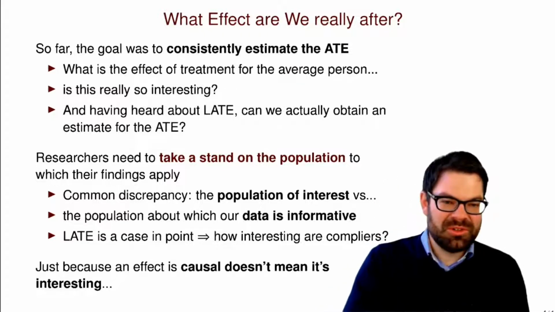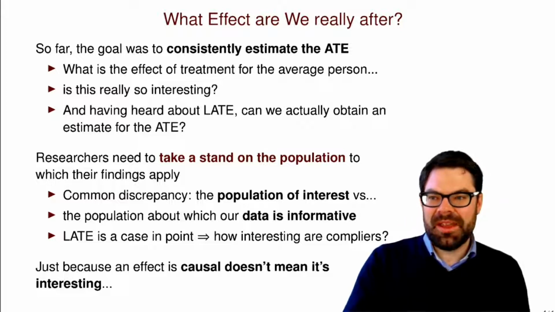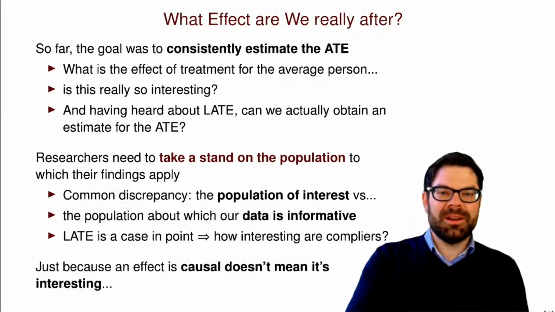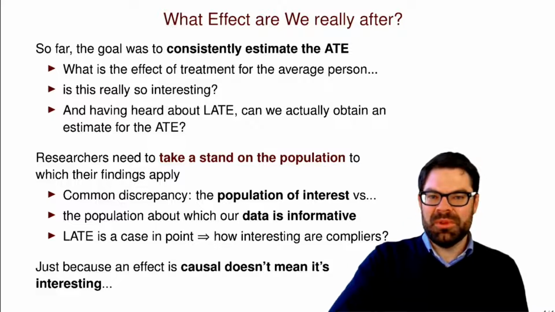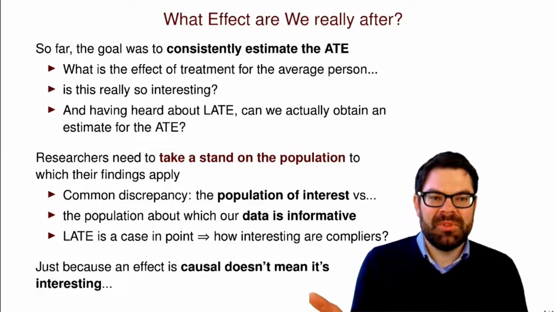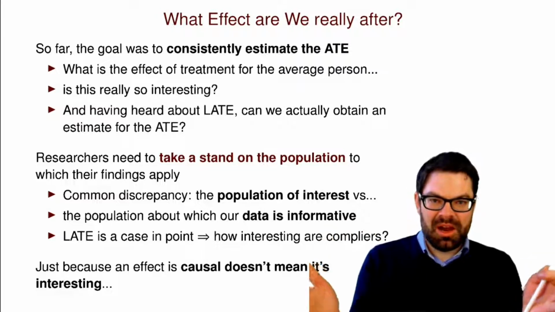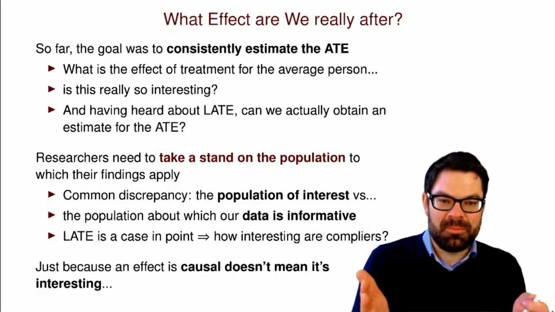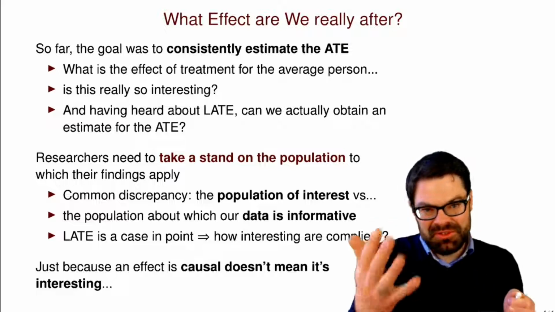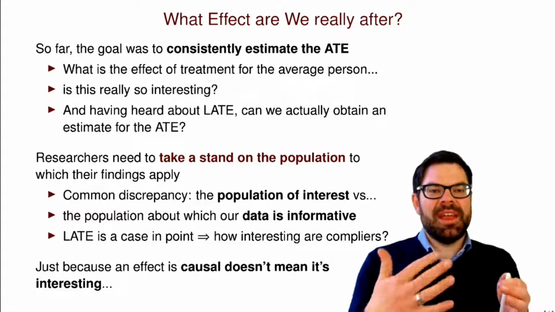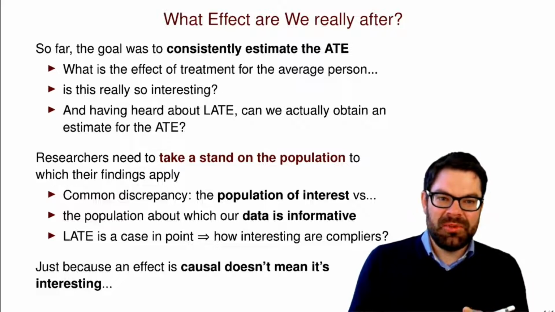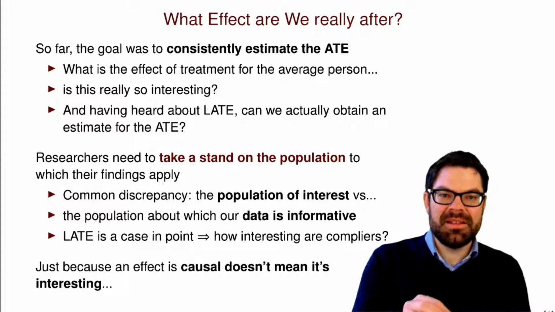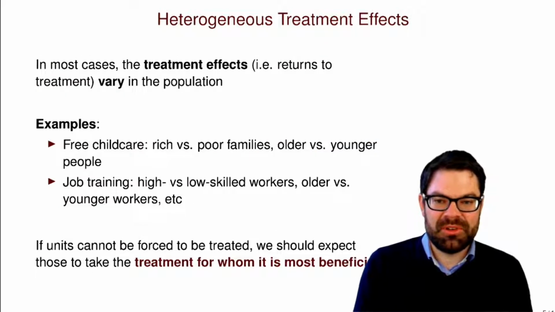The target parameter could be something like the average effect of free childcare on female labor supply among women between 20 and 40. That could be the target parameter, just as an example. And then I need to think, well, with the instrument I have in hand, to what extent can I actually provide some informative analysis about that target parameter?